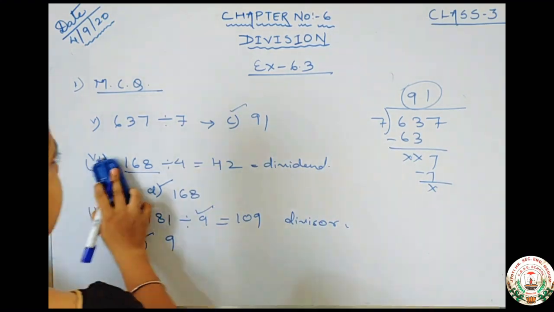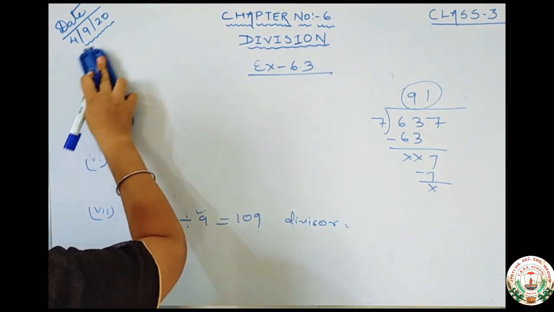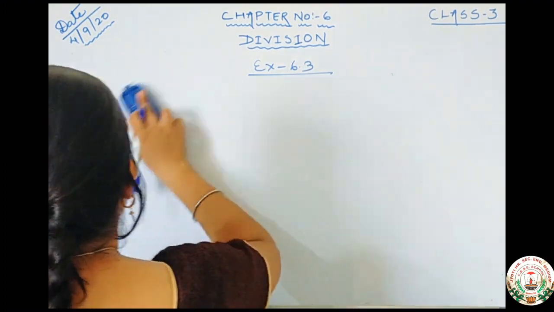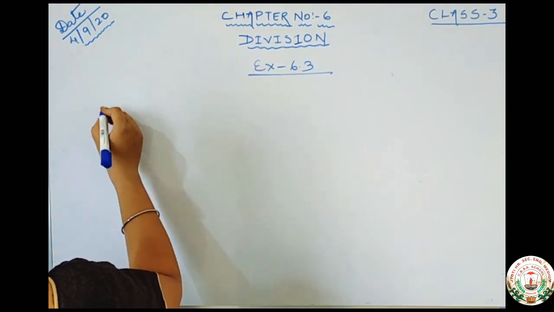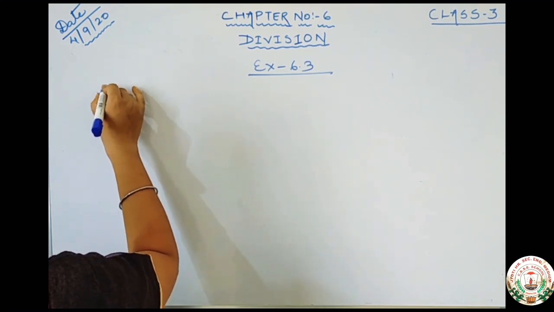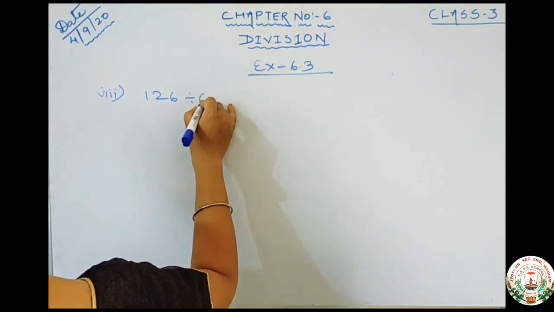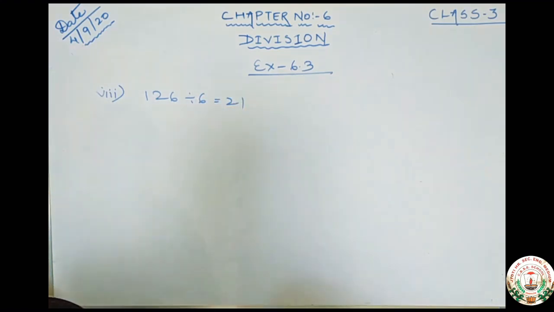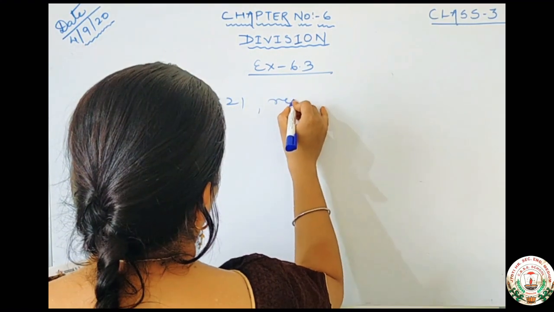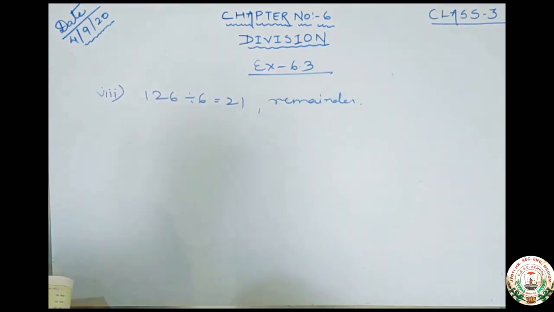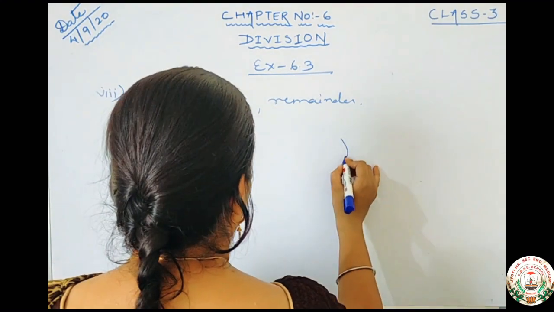Okay. Now next one is number 8. Next question is question number 8. In a division, 126 divided with 6 is equals to 21. What you have to find out? Remainder. What is remainder in this question? So what is the remainder in this question? Remainder is equals to, we will divide and find it out first.